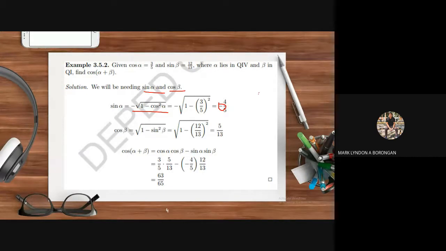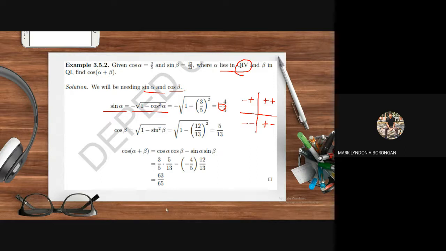So remember, guys, our quadrants have different signs for both x and y. In quadrant 1, x and y are both positive. In quadrant 2, x is negative and y is positive. In quadrant 3, both are negative. But in quadrant 4, x is positive but the sign is negative. So here, the sign we are looking for is negative. Oh, it lies in quadrant 4. So therefore, our 4 over 5 is negative. That is the reason why it is negative.